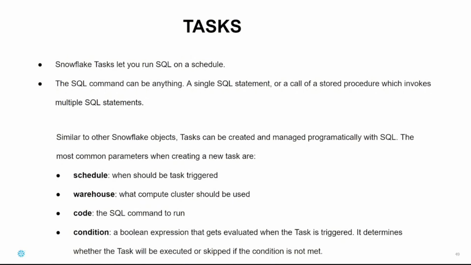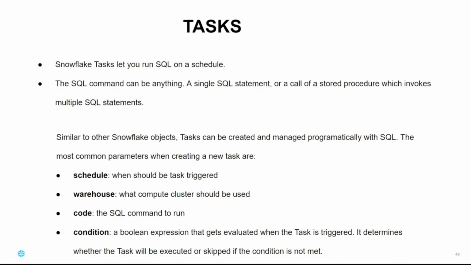Similar to other Snowflake objects, the task can be created and managed programmatically with SQL. So you can create a task with a SQL statement. These are the four most common parameters we have to use when creating a new task. The first, it needs to have a schedule, that is, when should your task trigger. It also should have a warehouse, that is, what compute cluster should be used, right? In the task you are running SQL queries, and SQL queries on Snowflake run on a warehouse, so you have to mention a warehouse while creating a task.